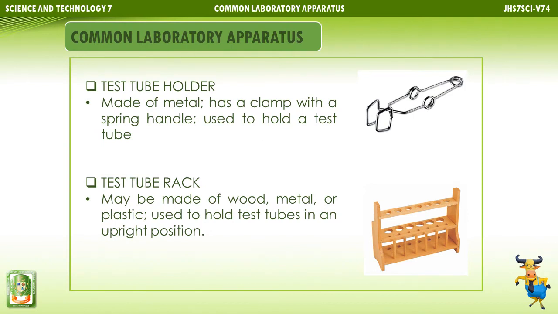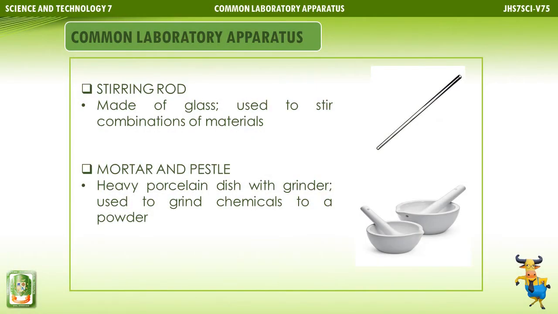Test tube holder. Made of metal, has a clamp with a spring handle, used to hold a test tube. Test tube rack. May be made of wood, metal, or plastic, used to hold test tubes in an upright position. Stirring rod. Made of glass, used to stir combinations of materials. Mortar and pestle. Heavy porcelain dish with grinder, used to grind chemicals to a powder.